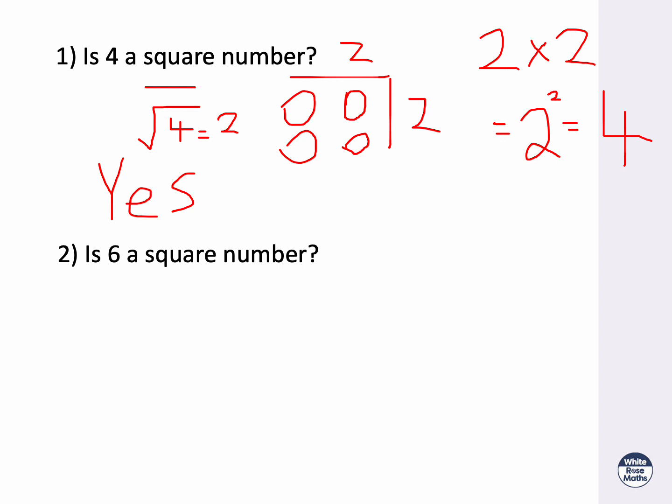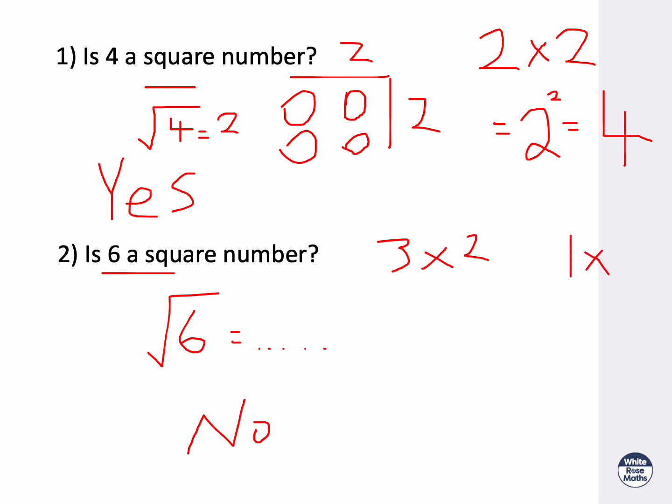Question number 2, is 6 a square number? Well, the square root of 6 does not give us a whole number answer. It gives us a decimal answer, so therefore the answer is no. And you can check it by arranging the counters together. I can have 3 by 2 or 1 by 6, because 3 times 2 makes 6, and 1 times 6 makes 6. So they're my only factors of 6.